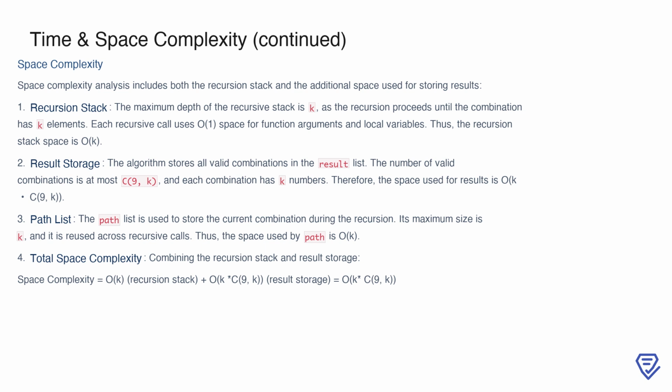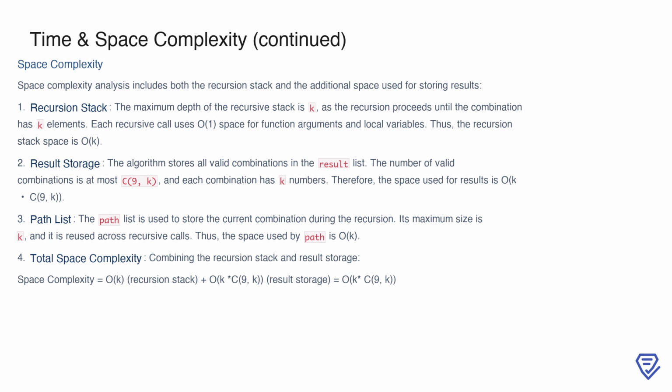Now turning to space complexity, we need to account for both the recursion stack and the space used to store results. First, the recursion stack has a maximum depth of k, as the recursion progresses until the combination reaches k elements. Each recursive call adds a small amount of space for parameters and local variables, making the recursion stack space O(k). Next, the algorithm stores all valid combinations in a result list. The maximum number of combinations is C(9, k), and since each combination contains exactly k numbers, the total space used for storing results is O(k * C(9, k)).